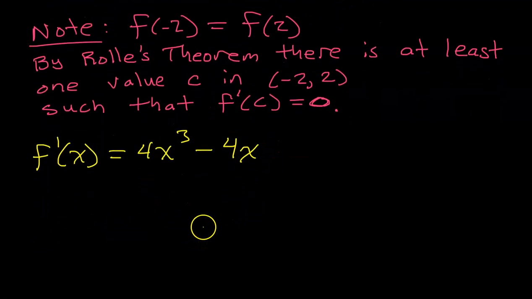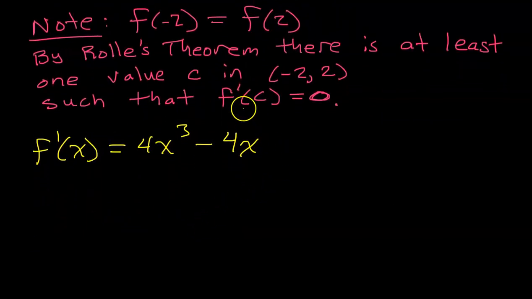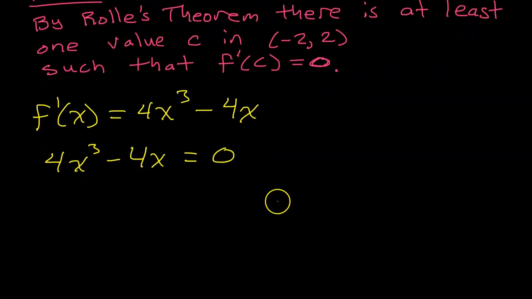So this is f prime. Time to set the derivative equal to 0. So if we do that, we have 4x to the 3rd power minus 4x is equal to 0. There's no reason why we can't divide both sides of the equation by 4. So that will give us x to the 3rd power minus x is equal to 0.